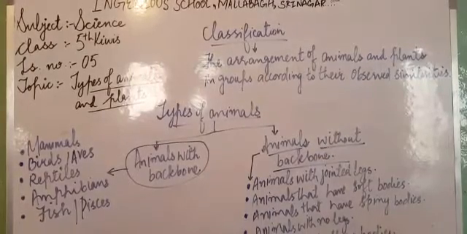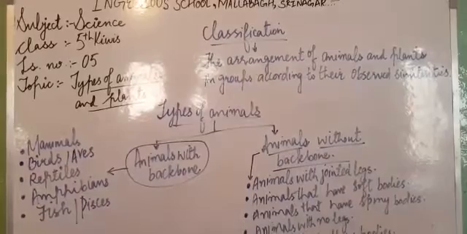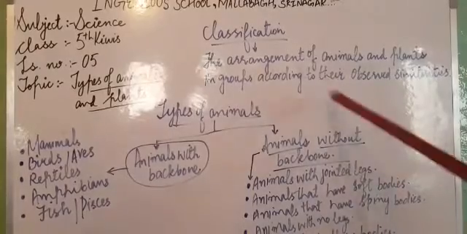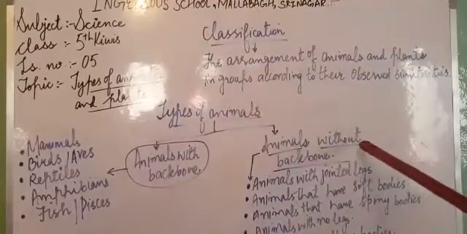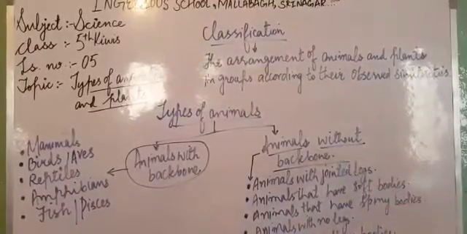Got it, dear kids? This was all about the types of animals, and we learned about the two groups of animals: animals with backbones and animals without backbones. This was all for today.